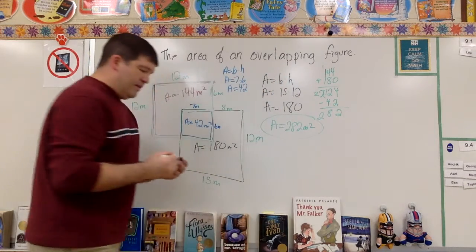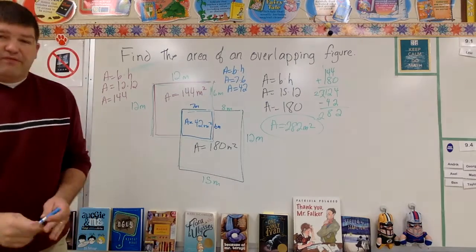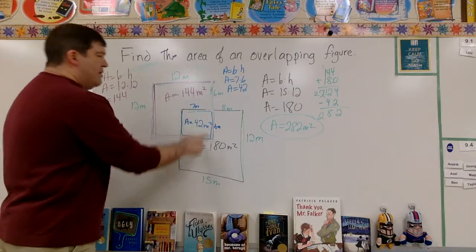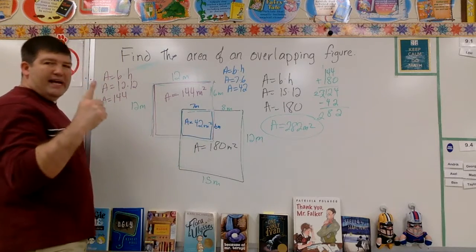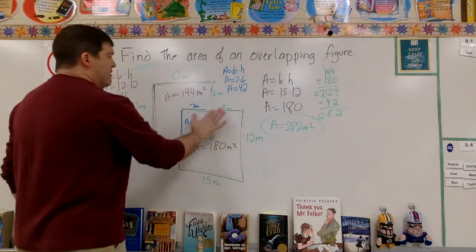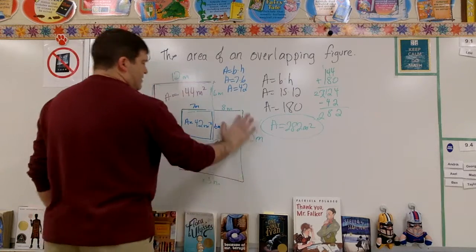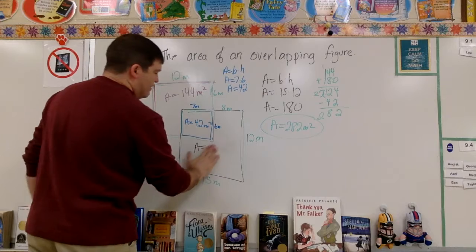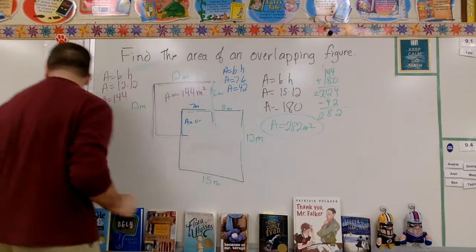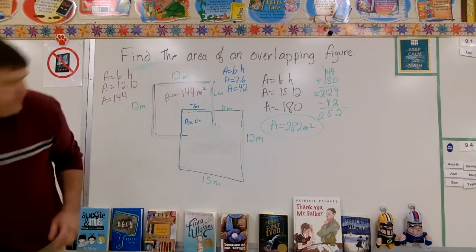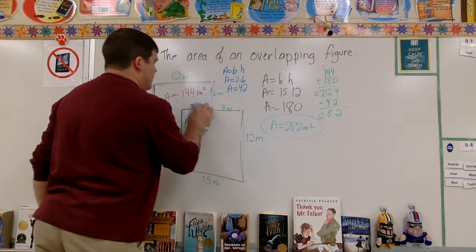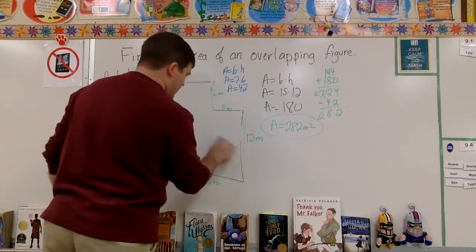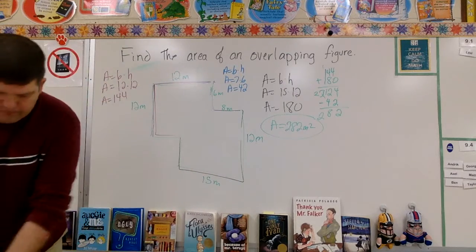I'm going to circle that, and I'm going to find it another way also. But that way I got the big one, found this little one, took it away one time, and it left me with the area of this whole composite figure. Okay, now let's get rid of some of this. I'll show you a different way we're going to find this.